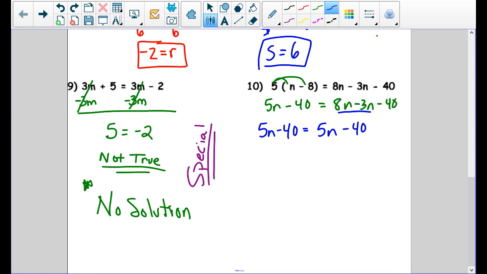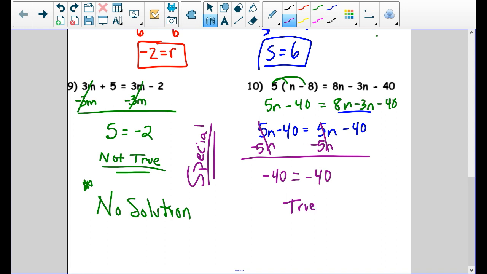Again, you may notice something already. Let's get our variables on the same side. So minus 5n. So variable 5n minus 5n is 0, leaves me with negative 40. And now I look at these two numbers, and what do you notice? Negative 40 equals negative 40. This is true. So what do you think?